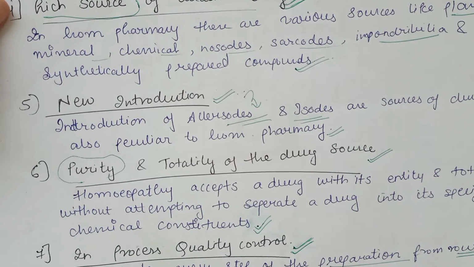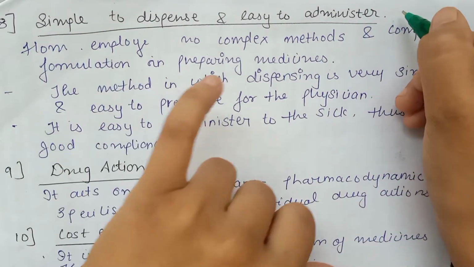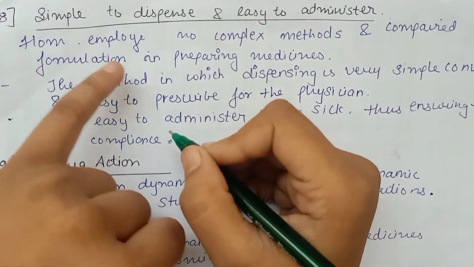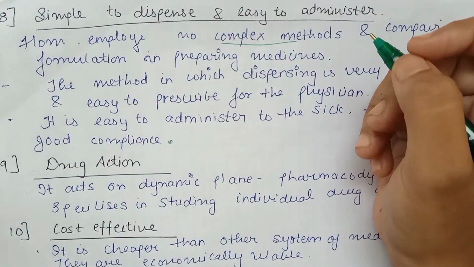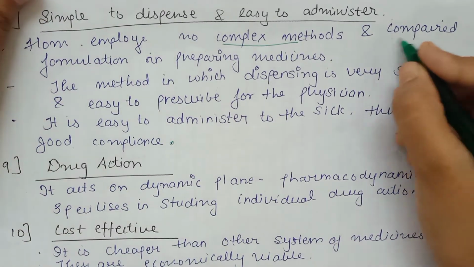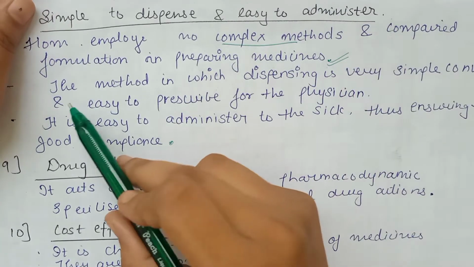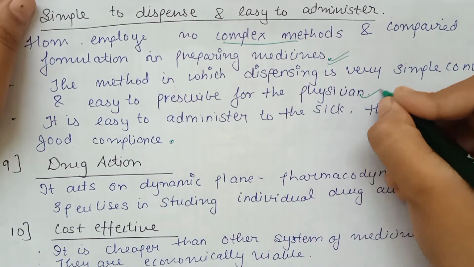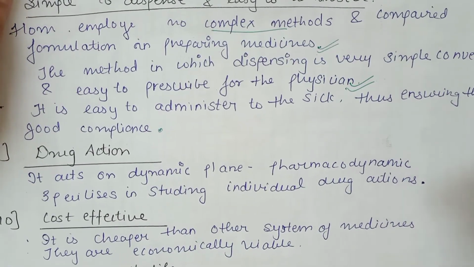Now we'll see more. Simple to dispense and easy to administer. So this is also the speciality in homeopathic pharmacy, that it is very easy to dispense the medicine. There's no complex method to administer. For the patient also, it is very easy to take the medicine. Preparing is also easy. The method of dispensing is very simple, convenient and easy to prescribe for the physician, and as we give a simple remedy, it is easy for the physician also to prescribe or dispense the medicine.